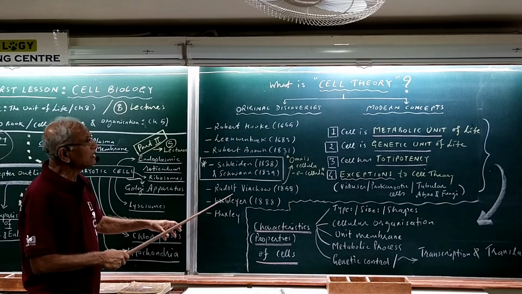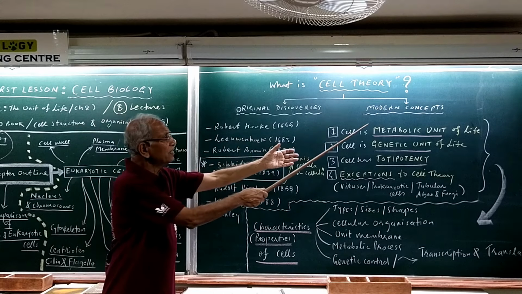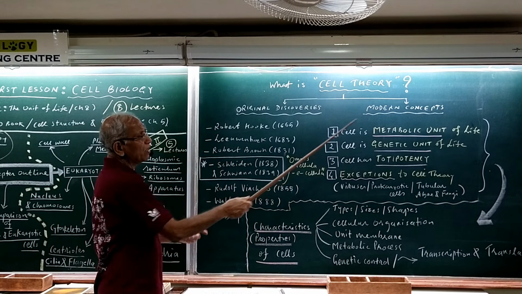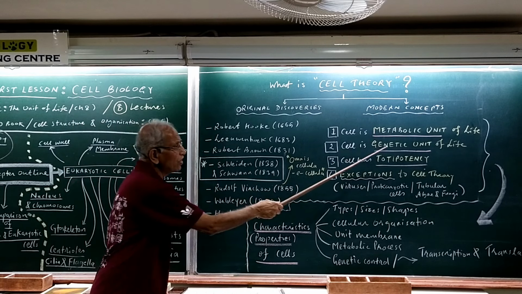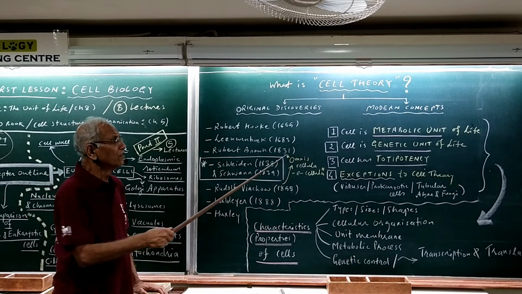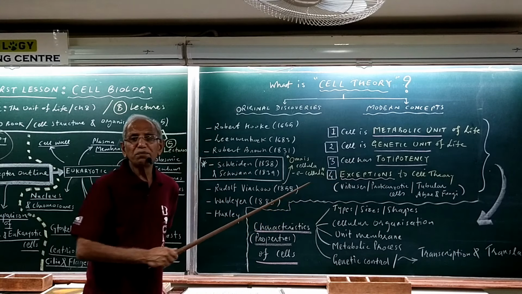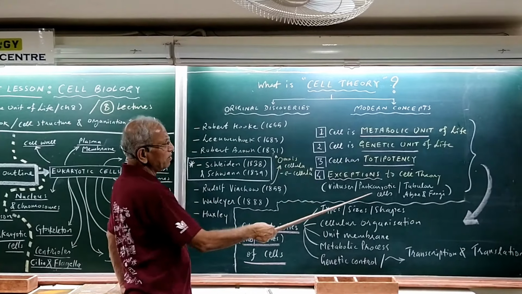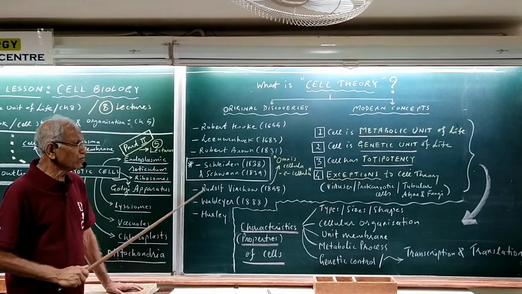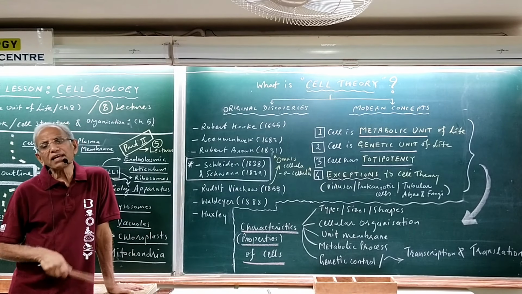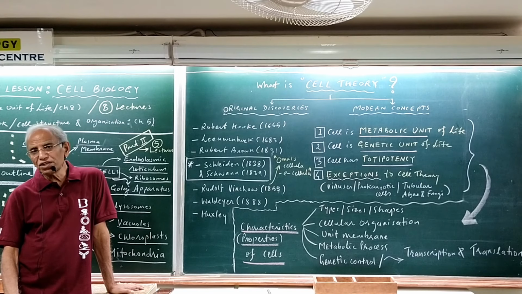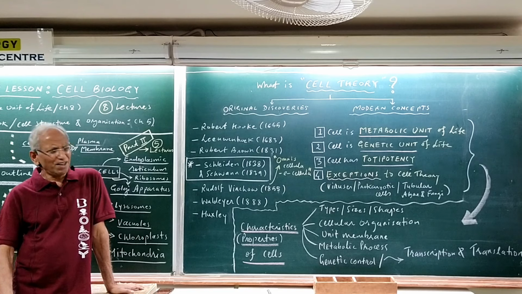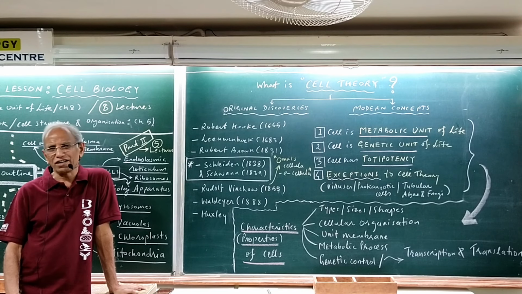And because of their discoveries, certain modern concepts have been developed. The modern concept is what? Cell is a metabolic unit of life. Cell is a genetic unit of life. Cell has totipotency. And to all these things, there are some exceptions. I mean to say that the cell theory is something which is a background for the study of the cells. Yeah, cell theory is that way historical.